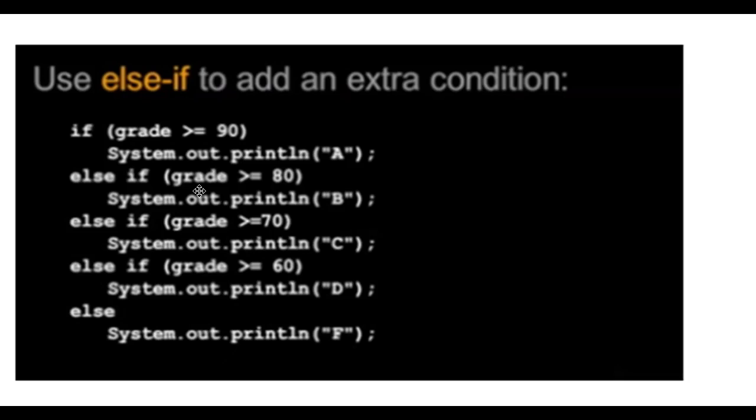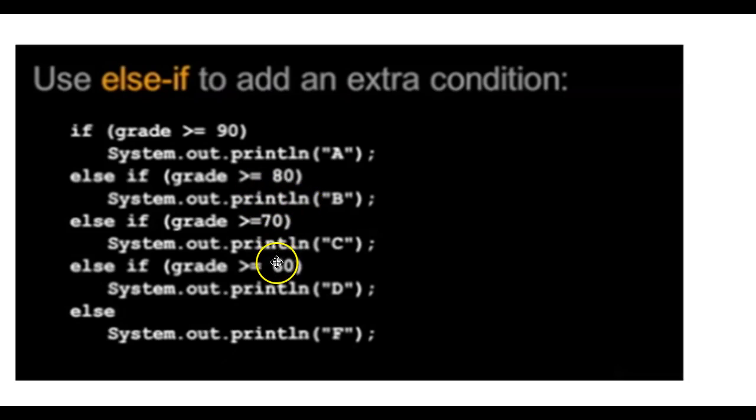If that's not true, in other words, we're less than 80, check to see if the grade is greater than or equal to 70. If that's not true, means we're less than 70. Check to see if the grade is greater than or equal to 60. If that's not true, we must be less than 60, so print out F. This is a very well-written conditional.